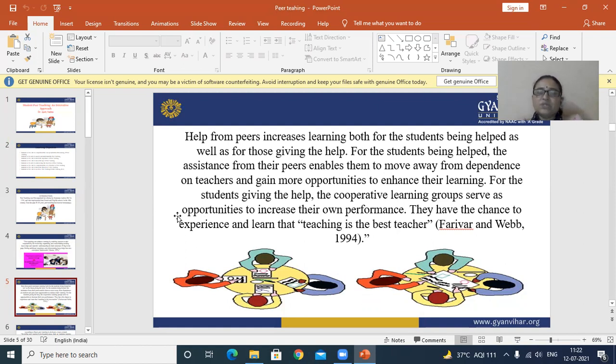For the student giving the help, the cooperative learning group serves as an opportunity to increase their own performance. They experience and learn that teaching is the best teacher. Ferber and Webb, 1990, 1994.